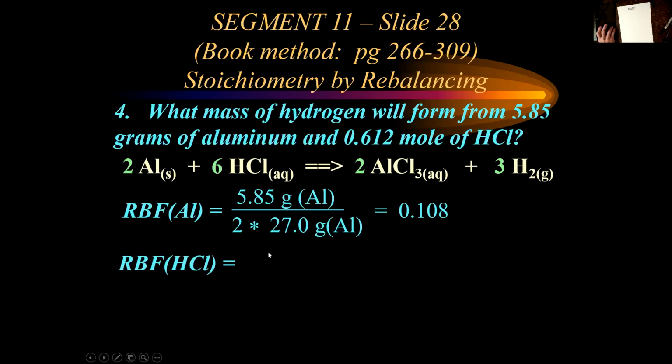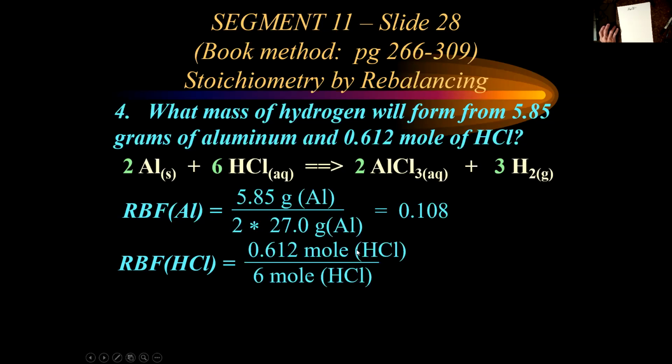Now let's suppose we had the other problem. We got 0.612 moles of hydrochloric acid. The equation is showing 6 moles. Remember, you have to interpret the balanced equation and the unit that was given in the problem. The moles of hydrochloric acid was given in the problem, so I want moles of hydrochloric acid here. There's 6 of them. There's my rebalancing factor, 0.102.